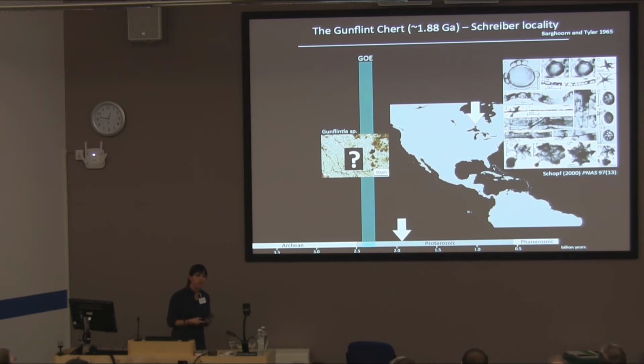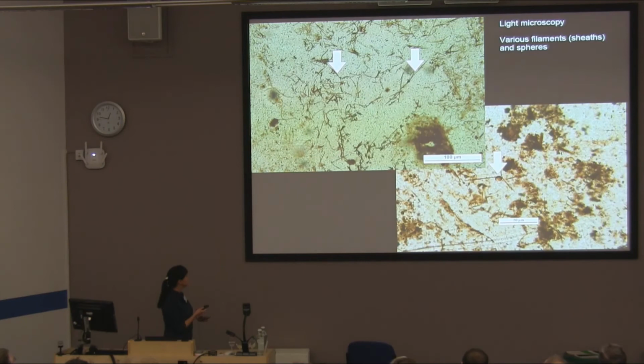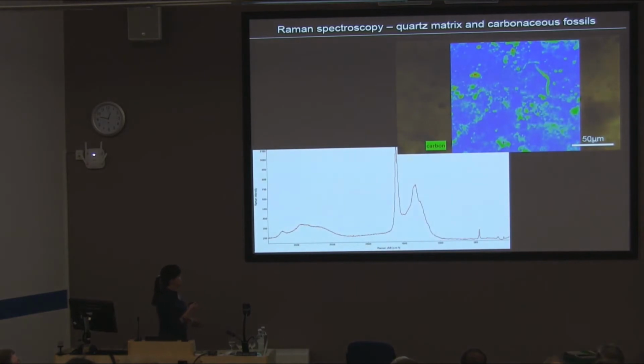So I was trying to use synchrotron radiation X-ray tomography. Here you see again some microscopic slides. You see we have a lot of tubes and sheaths here, and some larger spheres. Now, you can use the Gunflint very nicely with synchrotron data because the material of the Gunflint is mostly quartz, and the fossils are carbonaceous remains.